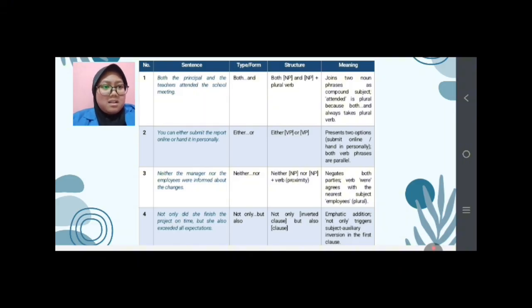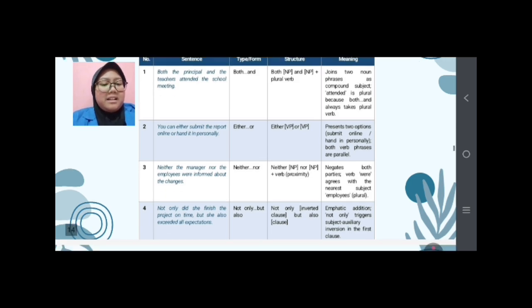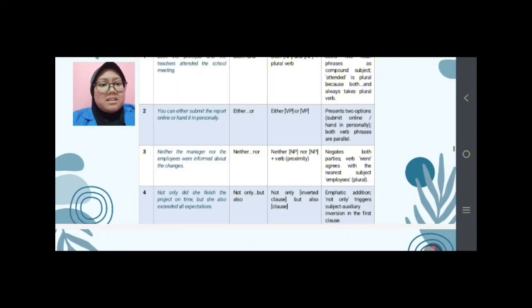Either or. Present two options. Submit online, hand in personally. Both verb phrases are parallel. Neither the manager nor the employees were informed about the change. Neither nor plus verb. With a negative, both parties' verb agrees with the nearest subject, employees, plural.